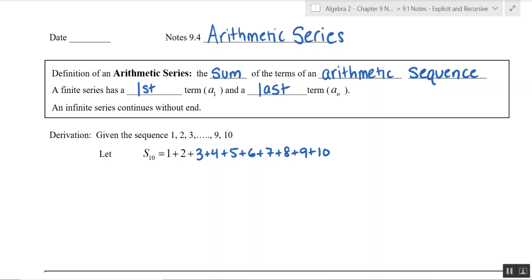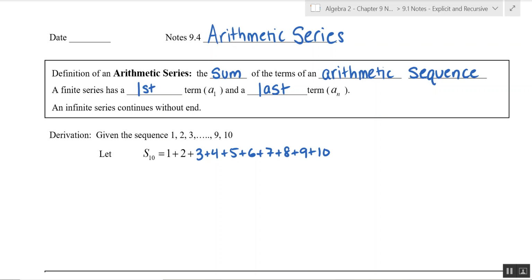Hi, today we're going to talk about arithmetic series. An arithmetic series is just the sum of an arithmetic sequence, meaning we're just adding all of the terms together. So we're trying to figure out what they add up to be, and that would be the sum of an arithmetic sequence or an arithmetic series.